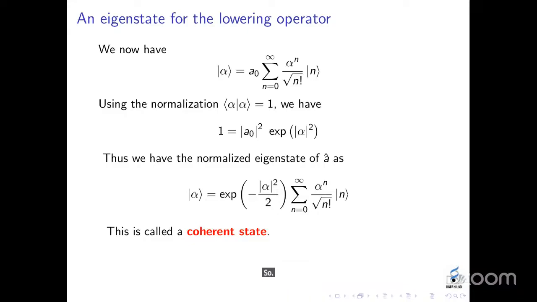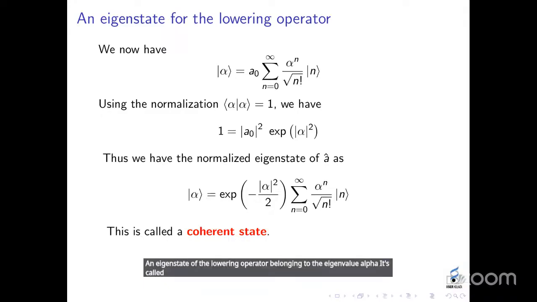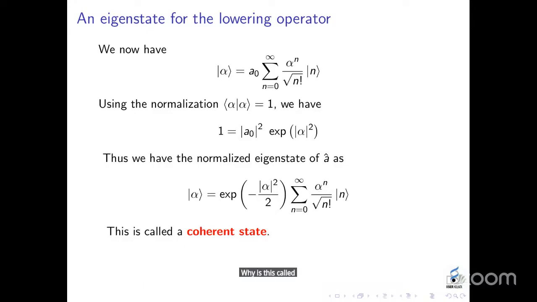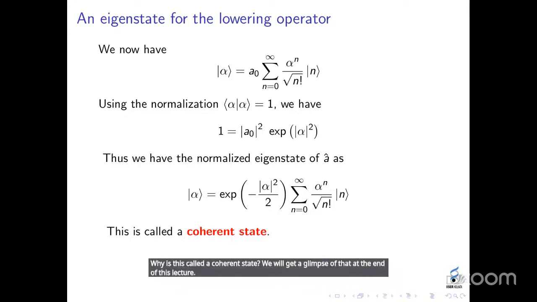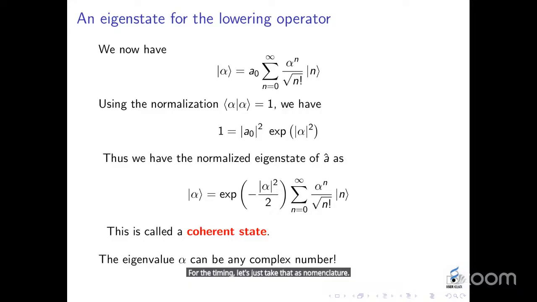So we have met the hero of our talk rather late, midway into the talk. An eigenstate of the lowering operator belonging to the eigenvalue alpha is called a coherent state. Why is this called a coherent state? We will get a glimpse of that at the end of this lecture. For the time being, let's just take that as nomenclature. The eigenvalue alpha can be any complex number. Of course, all of you know that for Hermitian operators, the eigenvalues can only be real, but A is not Hermitian. The lowering operator is not Hermitian, and its eigenvalue can be any complex number whatsoever.